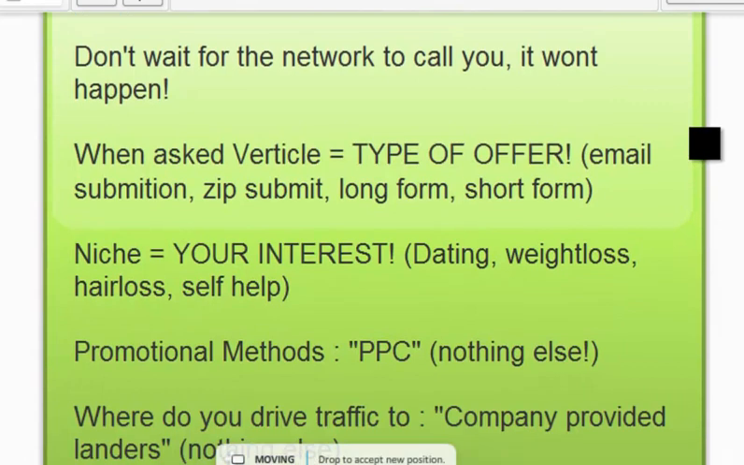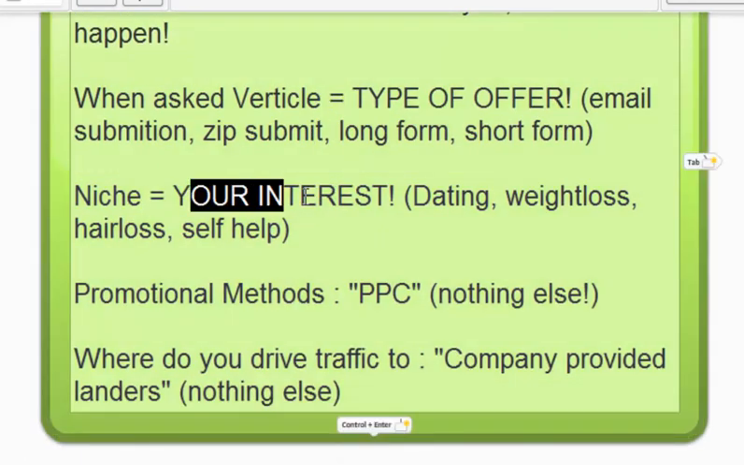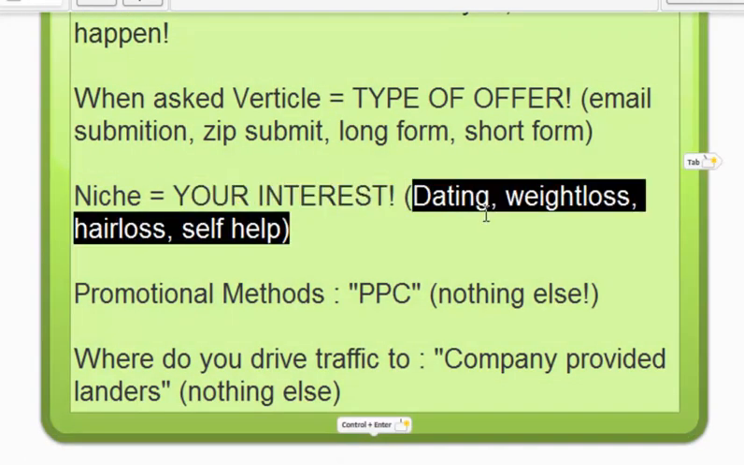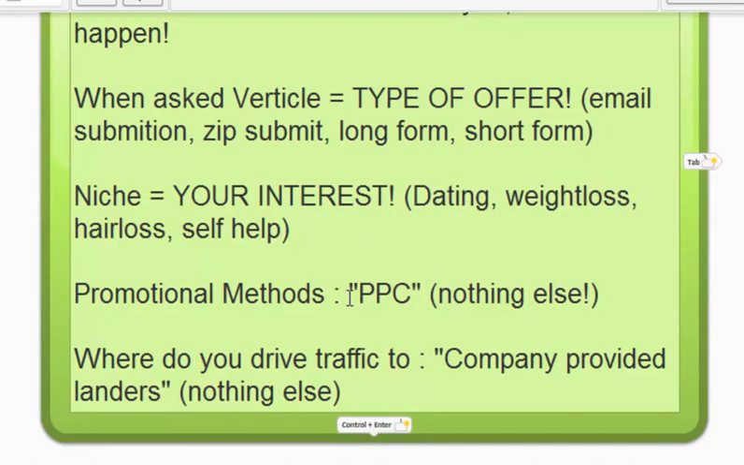All right. Niche, you probably will be asked about your niche. Niche is your interest. You can be in the dating niche, weight loss niche, hair loss niche, self-help niche, and there are lots and lots of niches out there. These are two things, vertical and niche, that people get confused between. So if they ask you what's your vertical and what's your niche, you need to say, I'm in the dating niche, and I'm probably going to be using email submissions or zip submits. Do you understand that?